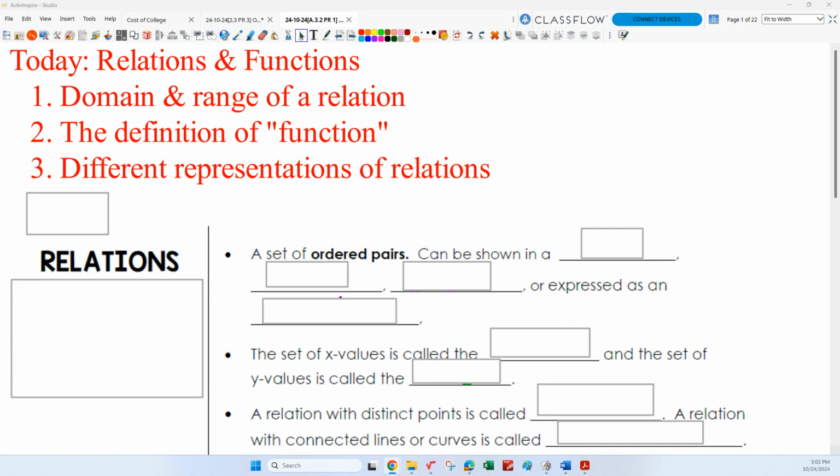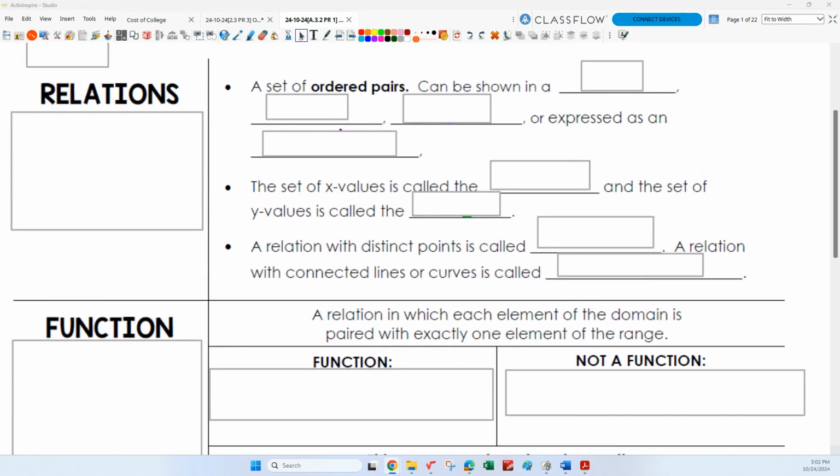So we're going to talk about what a relation and a function are. Remind ourselves about the domains and the ranges of a relation, and look at some different representations of relations, and that's really it. Okay, but there's a lot of stuff there. So what is a relation?